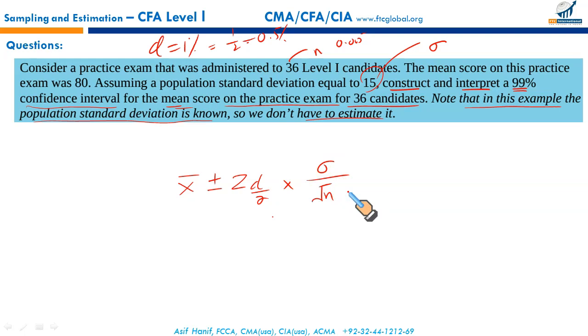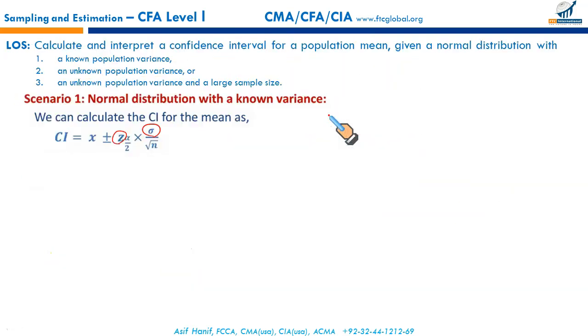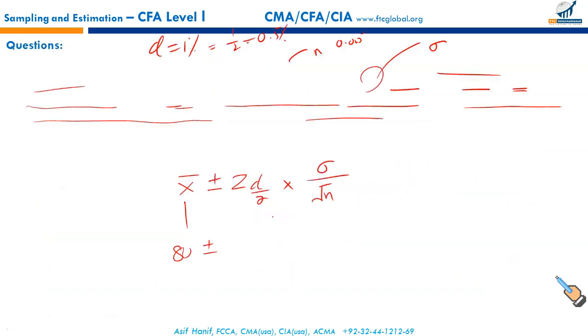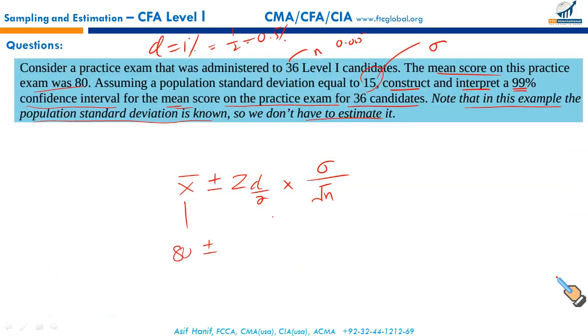All right. Now, what is the mean score on the sample? That is 80. Plug in 80 plus minus. Since we are talking about a level of significance of 1%, Z alpha by 2 here is 2.575. So we just need to replace this there. We don't need to consult the Z table here. We just need to plug in the numbers here.